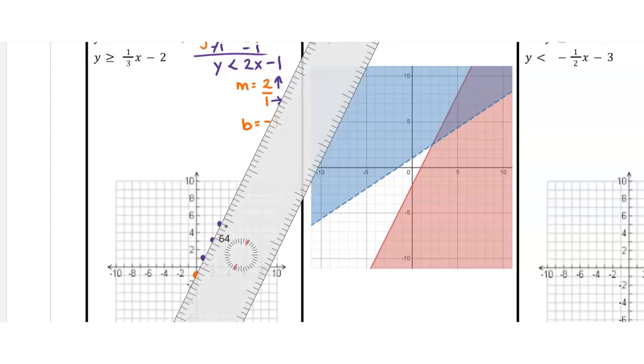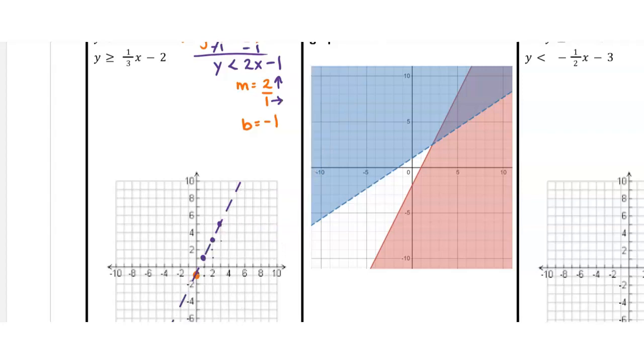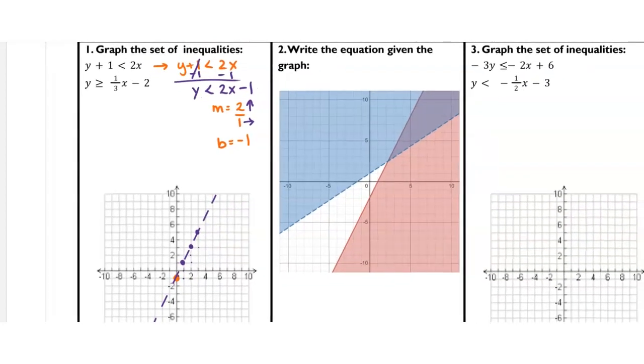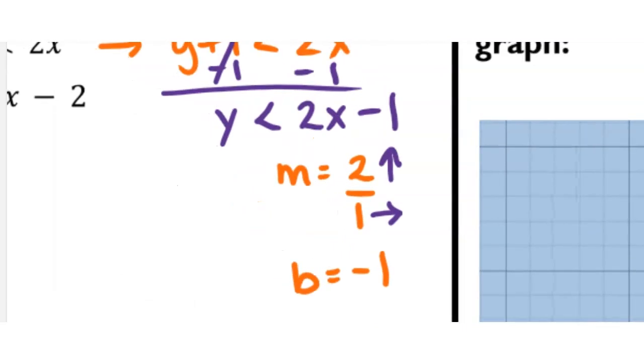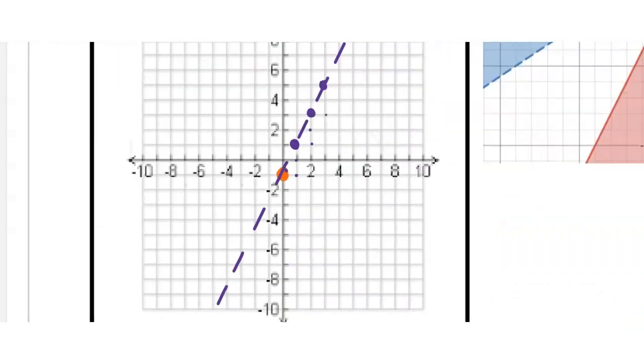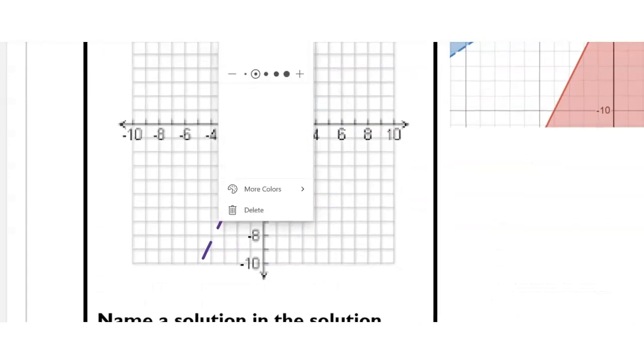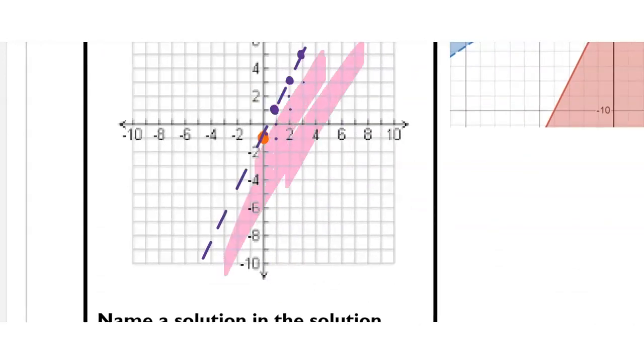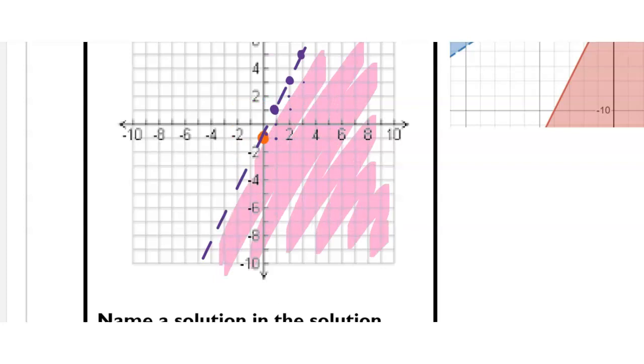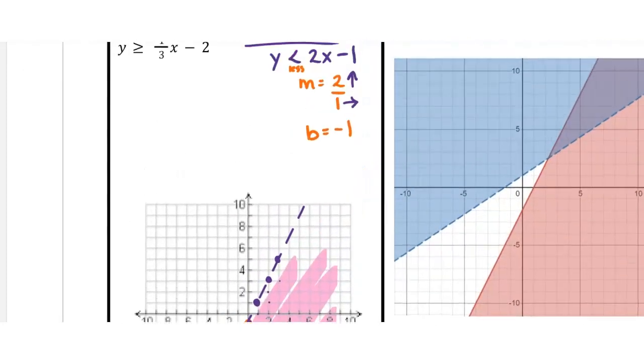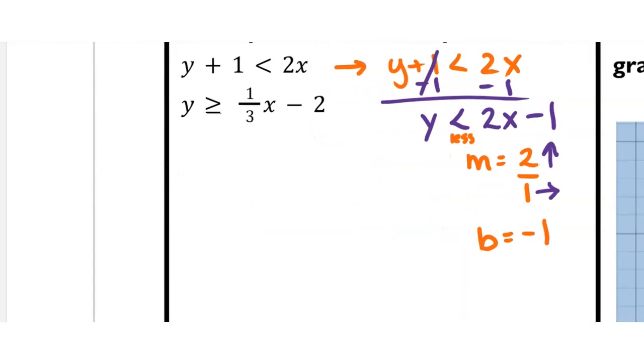Because this inequality does not have an equal sign, we're going to draw our line dashed. And when we read this inequality, we know that y is less than, and less than means below, so we're going to shade below that line. We're going to do the same thing for the next inequality.